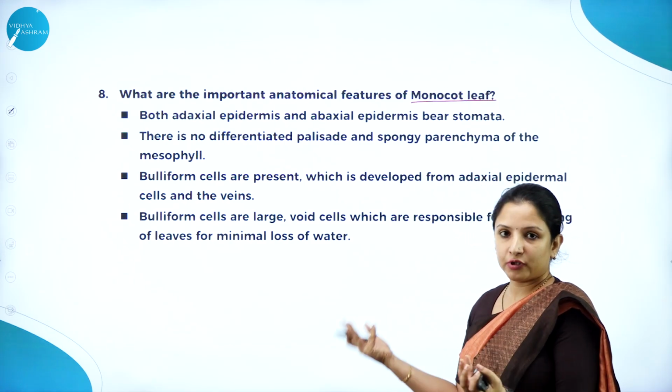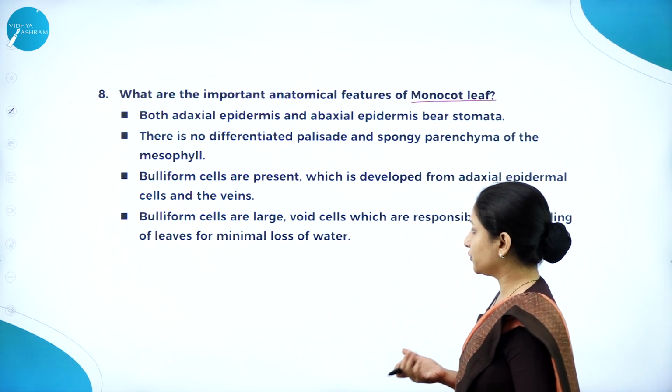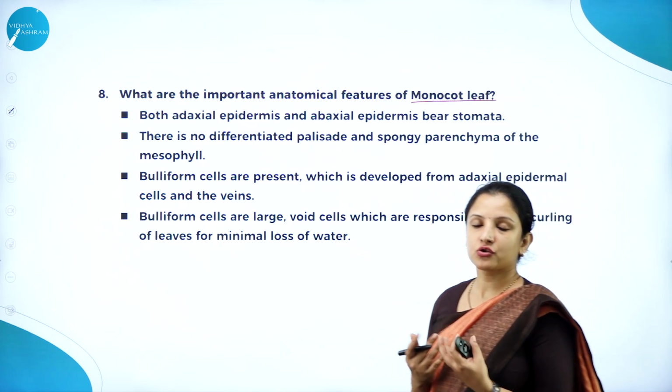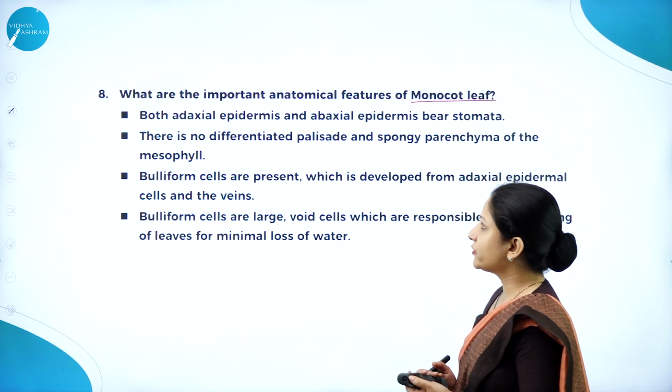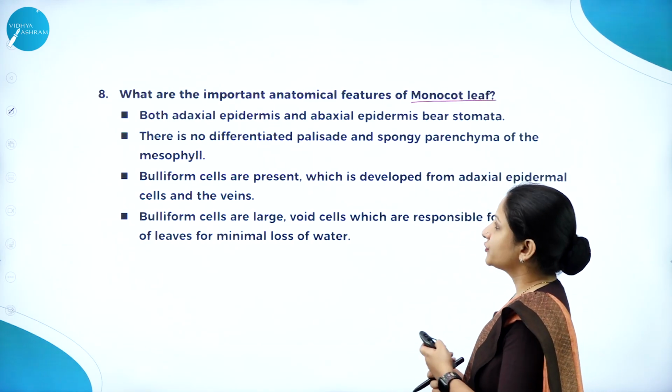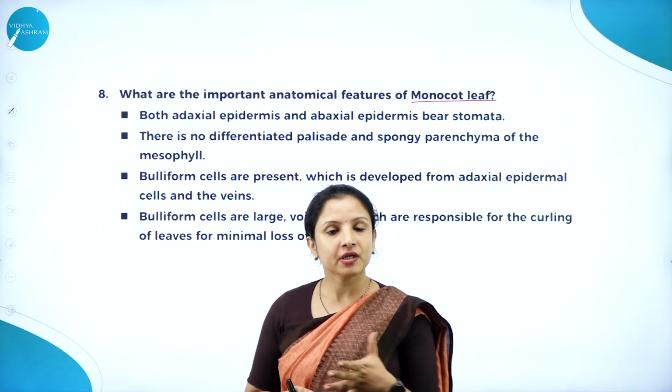And how does the bulliform cell look? They are large, colorless, balloon shaped, all that you can write. And what is their function? To prevent excessive loss of water during summers. That is their function. So much if you write, you will get 3 marks. So this was about the 3-mark questions.